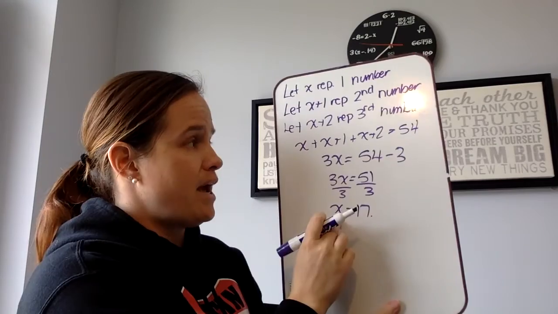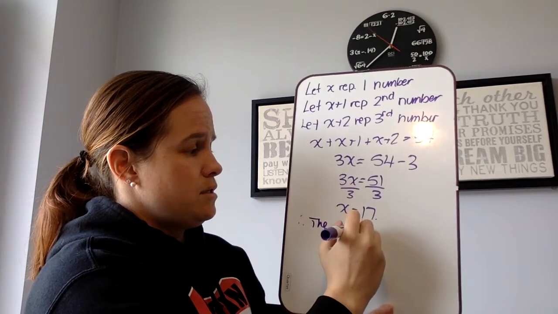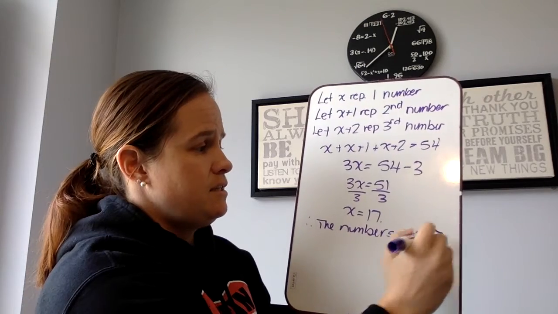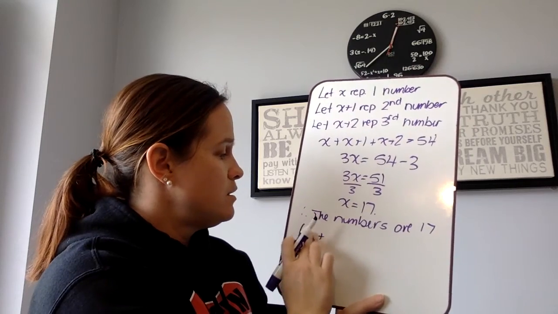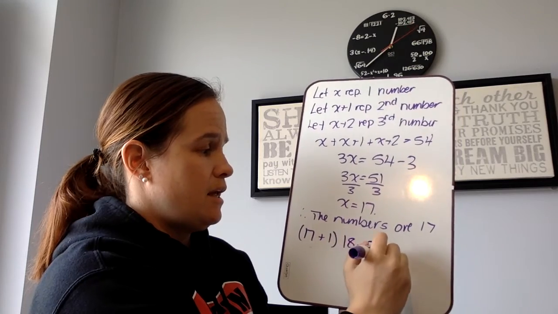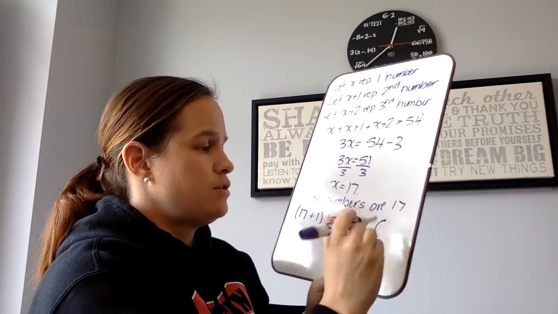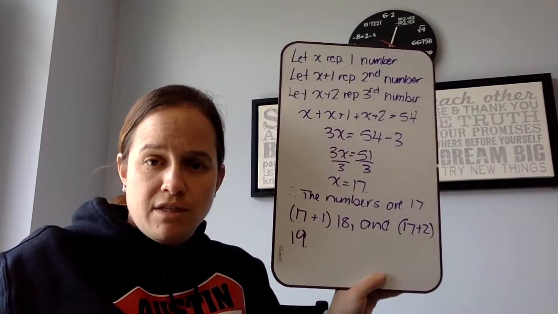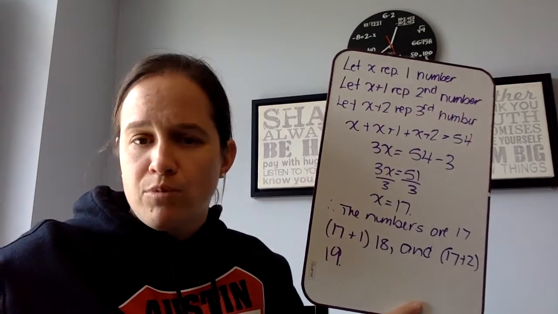Then we do our therefore. So X represents our first number. The numbers are 17, and then we've got X plus 1, which is 17 plus 1, which is 18, and X plus 2, which is actually 17 plus 2, to get 19. So the numbers are 17, 18, and 19. There you go. Another level 4 word problem answer.